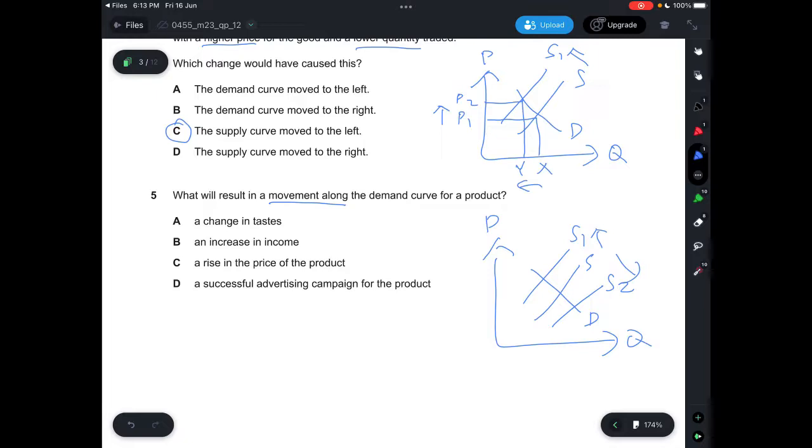a supply factor. So A says a change in taste. This would be a demand factor. So A is not correct. An increase in demand will also be a demand factor. C, a rise in the price of product, which will result in a shift of the supply curve to the left because of a higher cost of production. So yep. And D says a successful advertising campaign. If, let's say, there's a successful advertising campaign, this will result in a shift of the demand curve to the right. So this is not correct. So I say C.